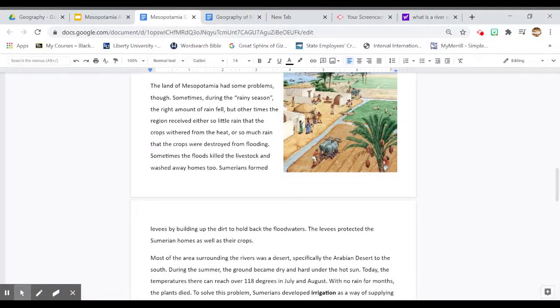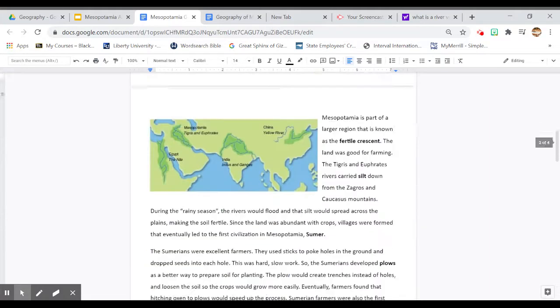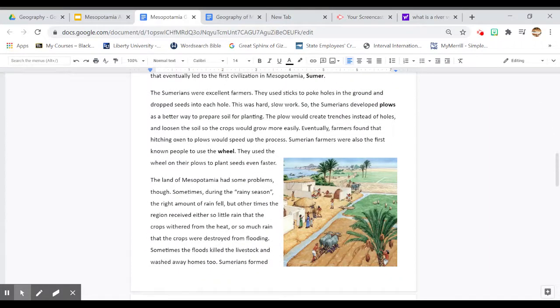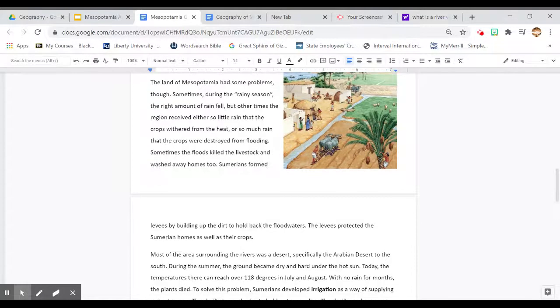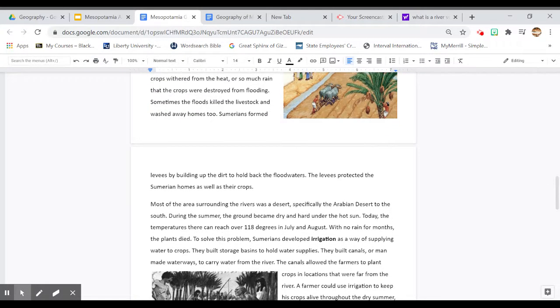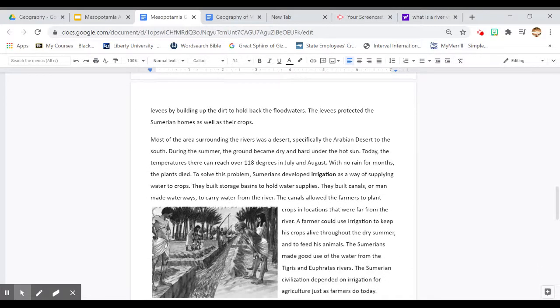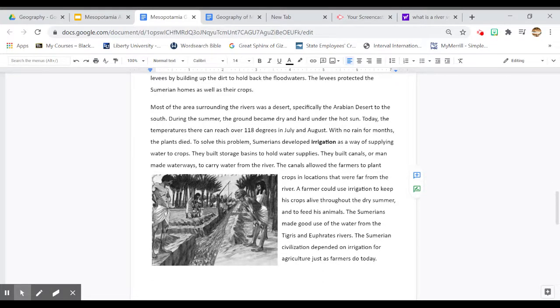The land of Mesopotamia had some problems, though. So we're seeing already some advantages up here, some solutions in this paragraph, how the problem of hard, slow work was solved by Sumerians, and now we see some more problems, that sometimes during the rainy season, the right amount of rain fell, but other times the region received either so little rain that the crops withered from the heat, or so much rain that the crops were destroyed from flooding. Sometimes the floods killed the livestock and washed away homes too. Sumerians formed levees by building up the dirt to hold back the floodwaters. The levees protected the Sumerian homes as well as their crops.